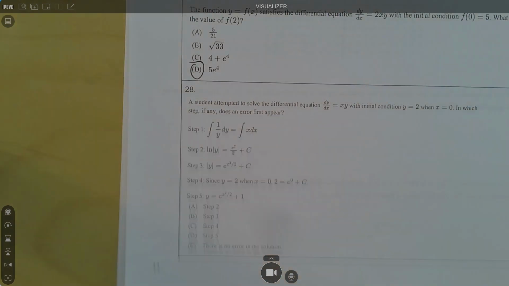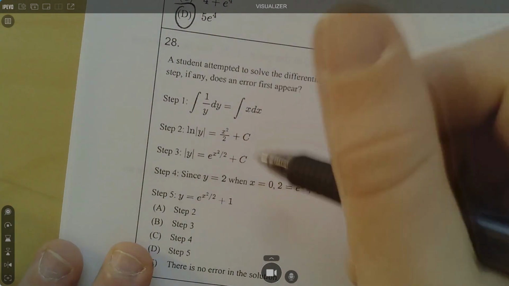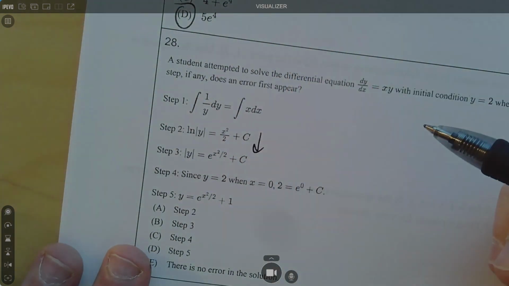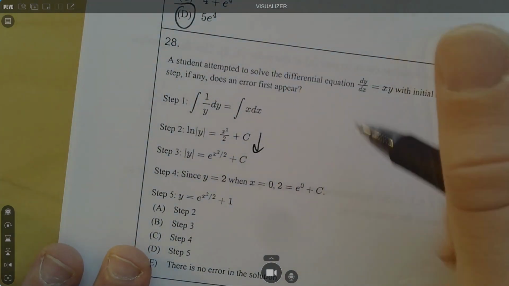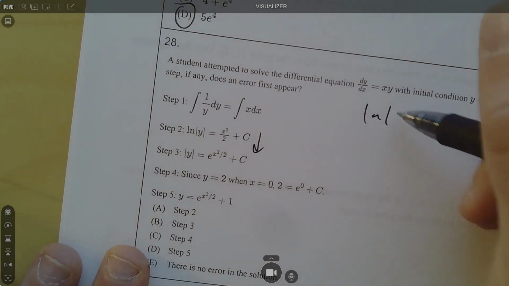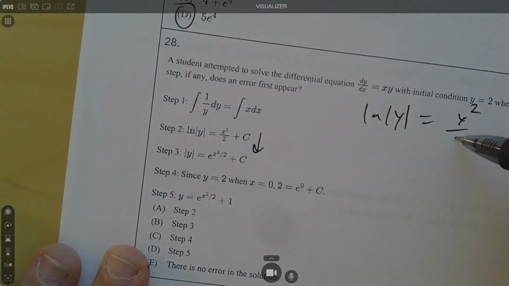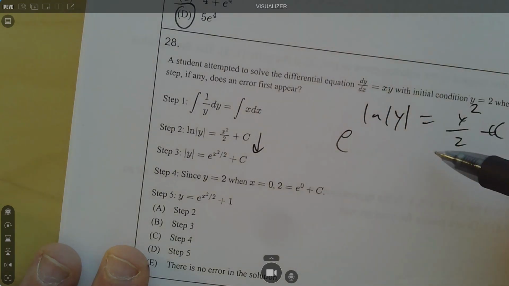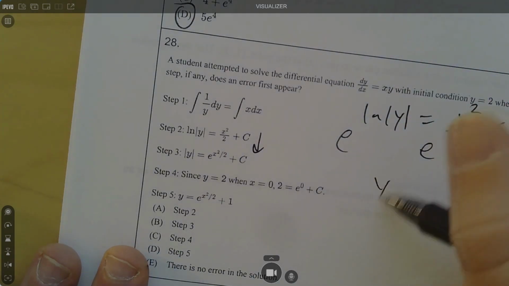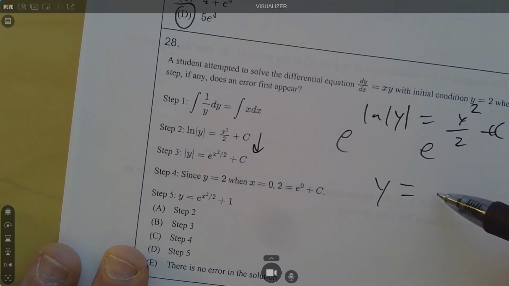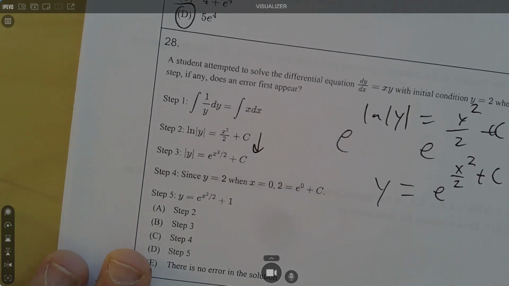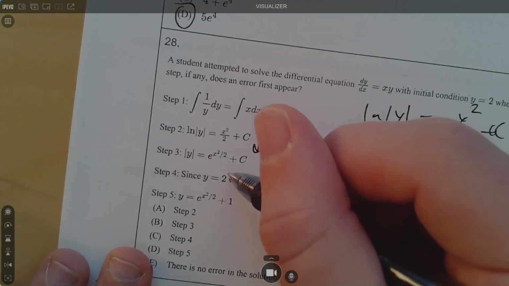So let me explain this to you. From step 2 to 3, they're doing it slightly differently than how Delta does it. What they're doing is they're at ln y equals x squared over 2 plus c, and they're exponentiating right now. So they're saying, okay, y equals e to the x squared over 2 plus c. But here's the problem. They didn't put that plus c in the exponent.